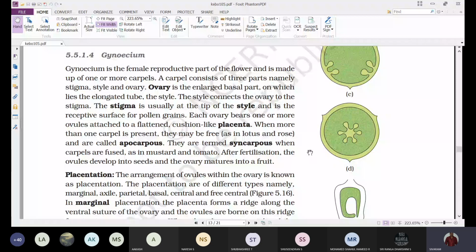Basis of classification means what we have studied: complete digestive system, incomplete digestive system, open type of circulatory system, closed type of circulatory system, diploblastic, triploblastic, radial symmetry, bilateral symmetry, coelom, acoelom, pseudocoelom, enterocoelom, notochord, pharyngeal gill slits, segmentation or metamerism. That is the basis of classification, along with the classification of animals up to Arthropoda.